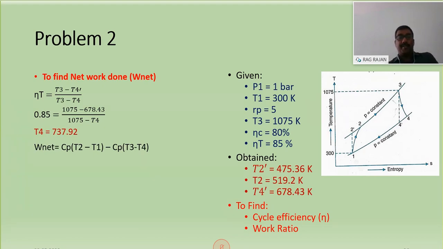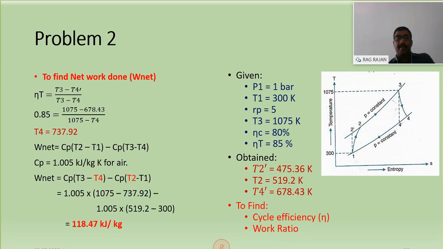W net is equal to Cp into (T2 minus T1) minus Cp into (T3 minus T4). Now all the terms are there. Cp value is 1.005 kilojoule per kilogram Kelvin for air. Then T2 we have found out, T4 we have found out. So you can substitute all the things, and you will finally get W net is equal to 118.47 kilojoule per kilogram. If you want, you can take the screenshot.